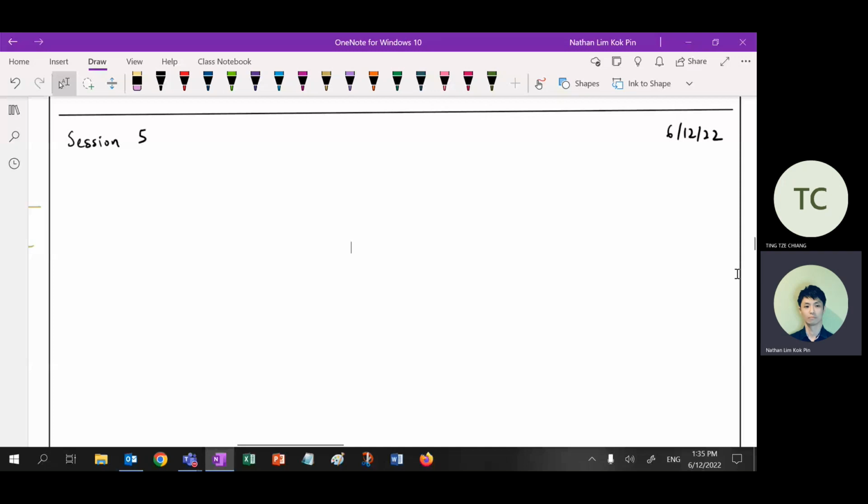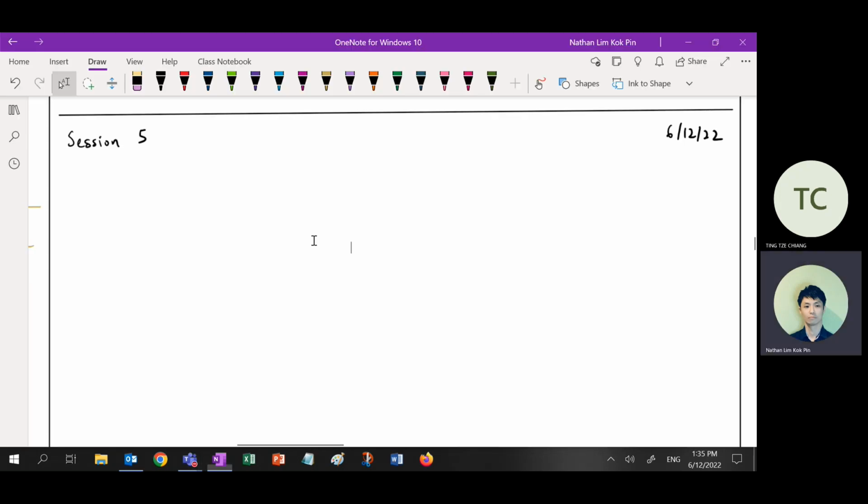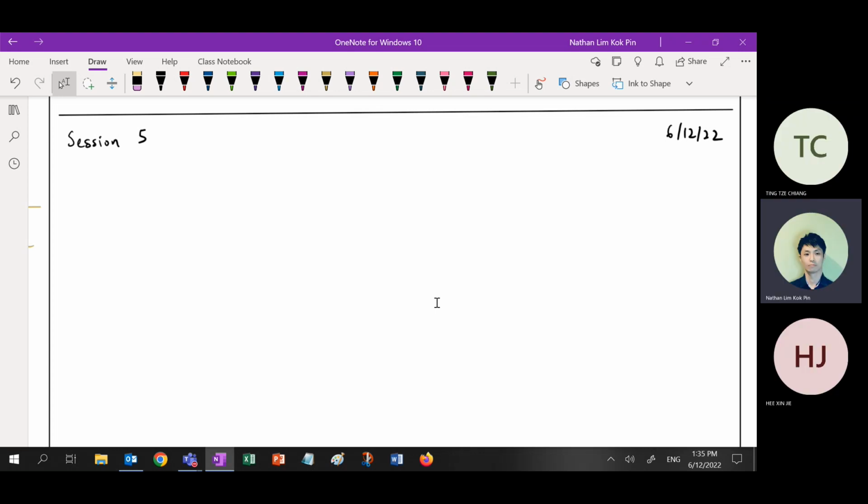Any question regarding chapter 5? What is chapter 5 about? Sorry? Monopoly. Monopoly I already covered in one of the sessions. I'm not going to cover Monopoly. Which one do you feel very hard?